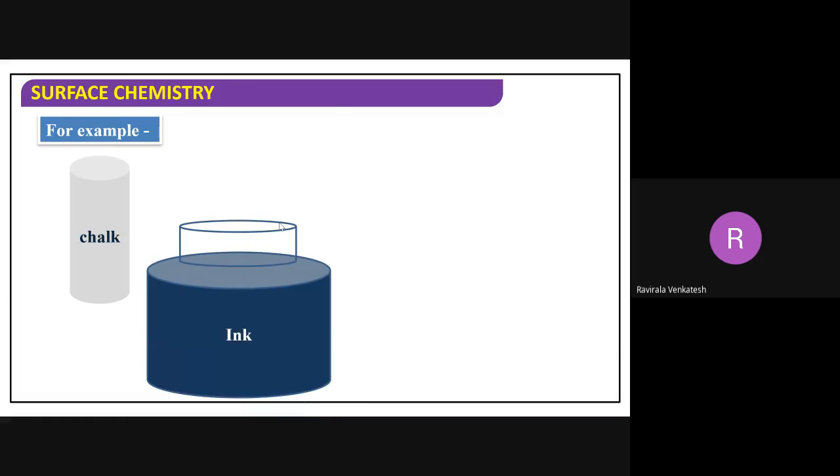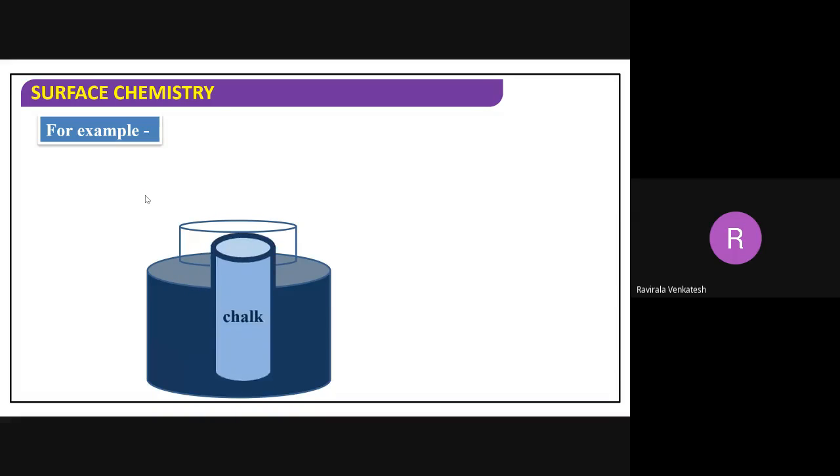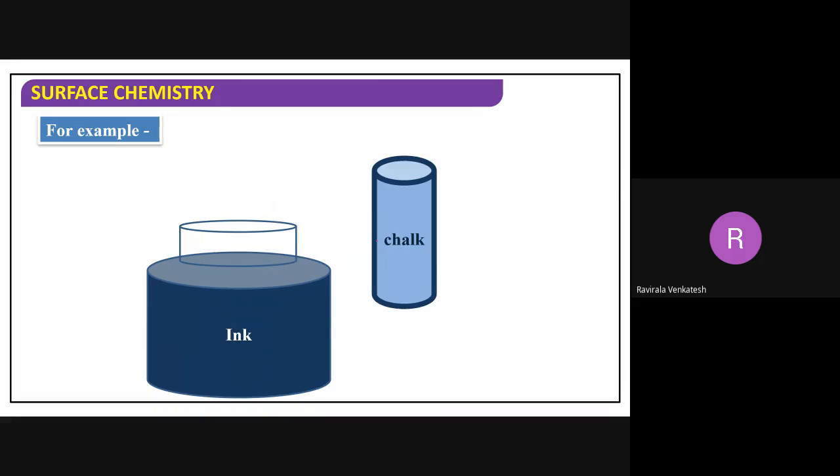Example, I have taken a beautiful example. I am taking chalk, which is white, colorless. I am keeping the chalk in the ink bottle. Now, definitely, what happened? If I put that in the blue ink, definitely it will look blue.